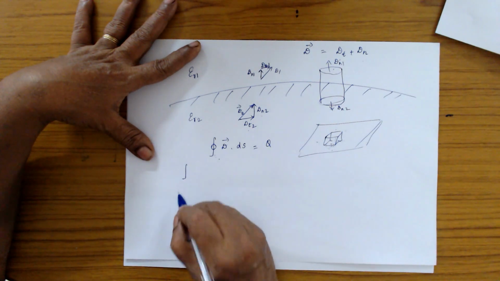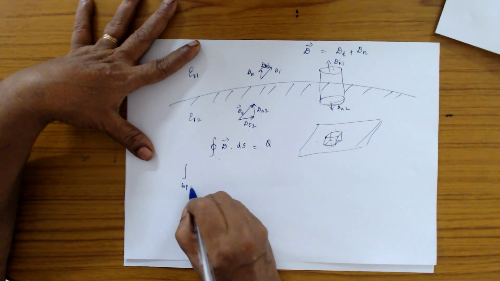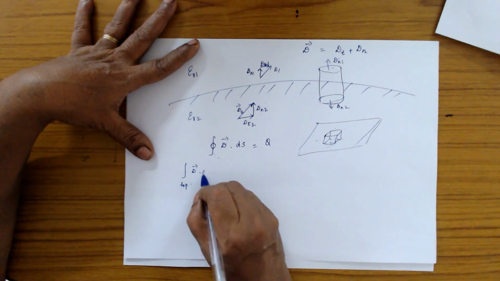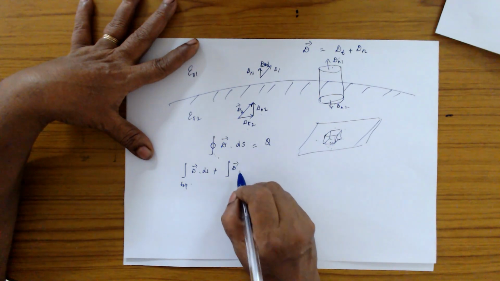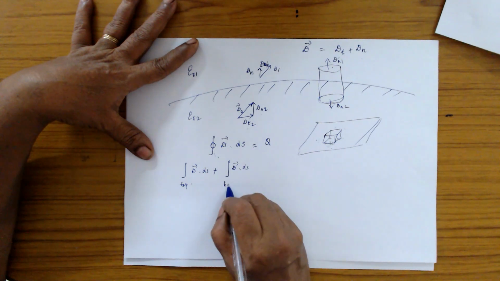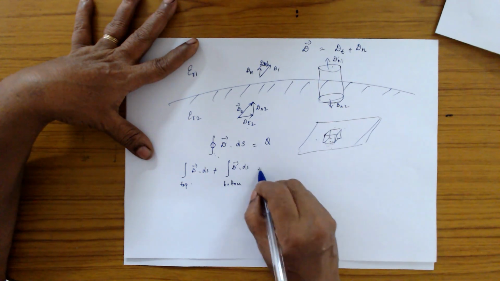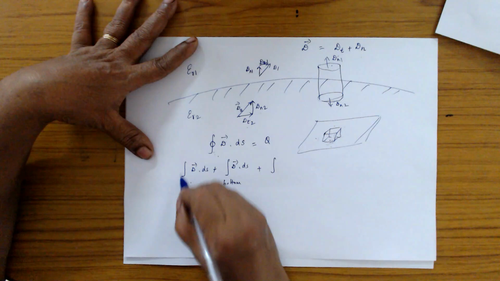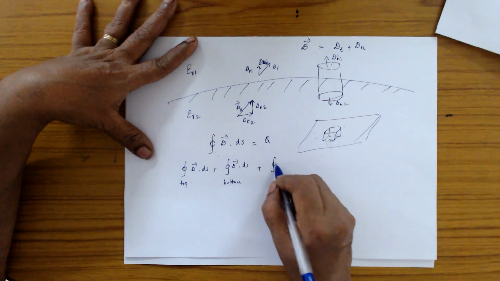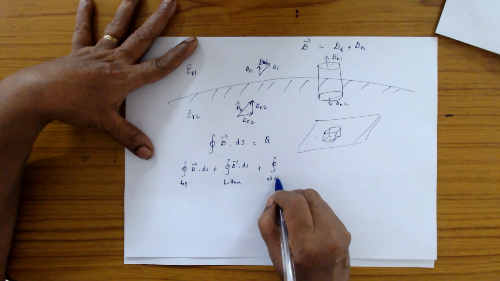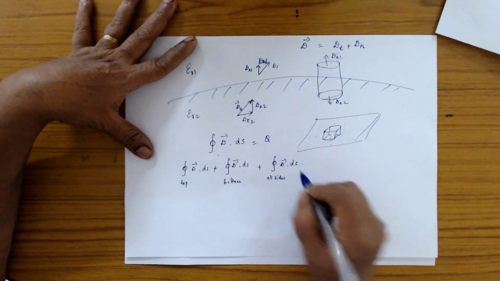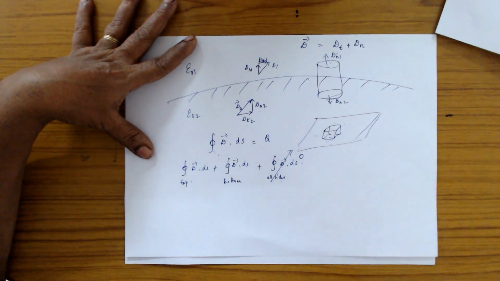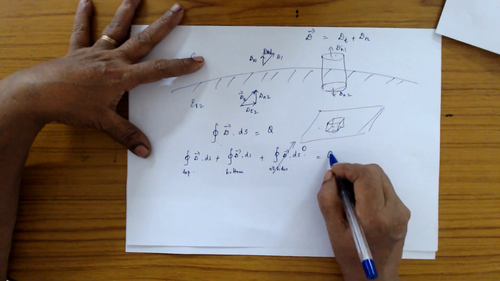So this becomes the integration over the top of D dot dS, plus the integration of D vector dot dS over the bottom, and then all sides. All sides are equal and opposite, so they get cancelled out. So I can put it as 0. That is equal to Q.